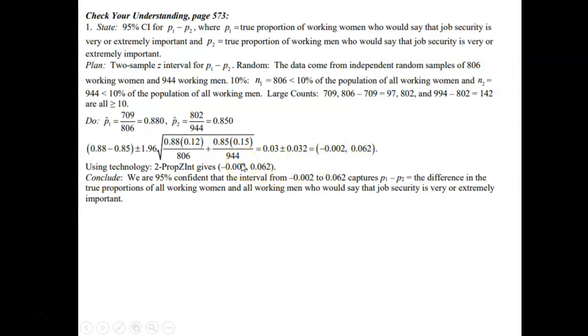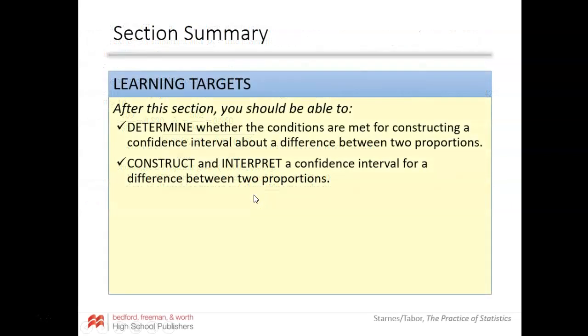So now we must interpret that, and we say we are 95% confident that the interval from negative 0.002 to 0.062 captures the true difference in proportion of all working women and all working men who would say that job security is very or extremely important. So they didn't ask us to go further to say if we had convincing evidence, but once again, 0 is a plausible number in this confidence interval. So we don't necessarily have convincing evidence that there is a difference in proportions.